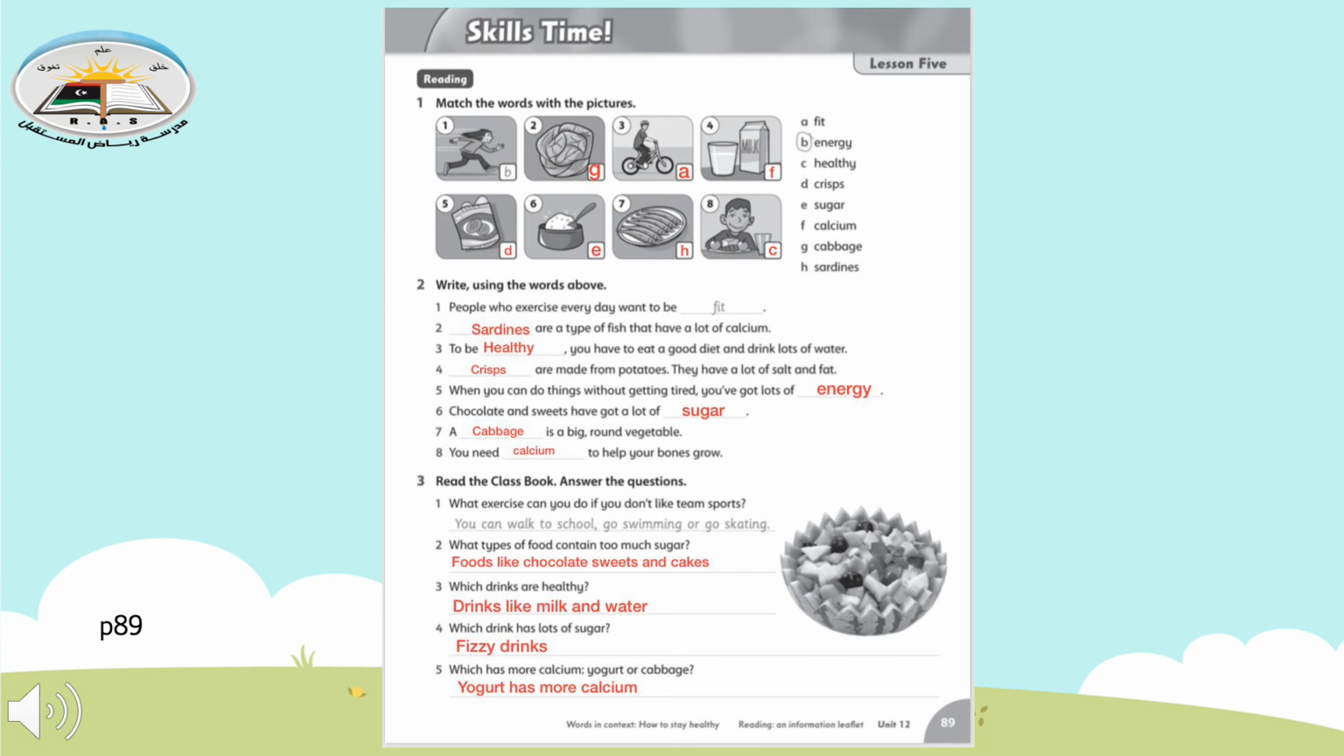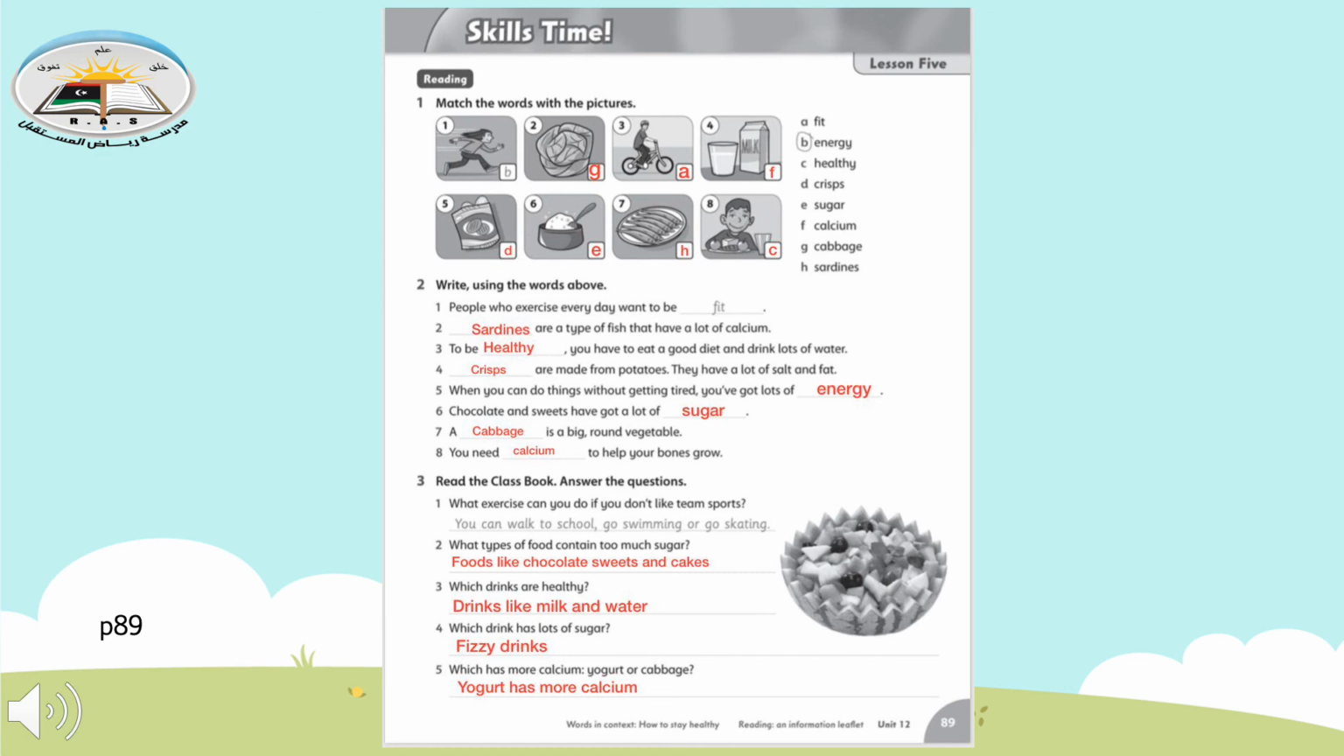Number 3. To be healthy, you have to eat a good diet and drink lots of water. The answer is healthy. Number 4. Crisps are made from potatoes. They have lots of salt and fat. The answer is crisps.